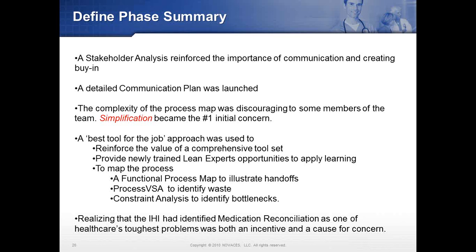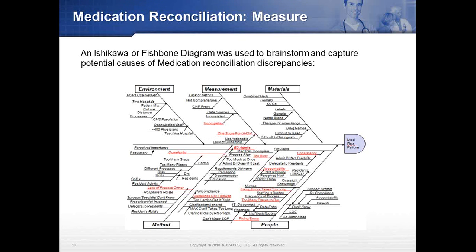Now, realizing that IHI had identified MedRec as one of healthcare's toughest problems, the team was both energized and incentivized by that, but it was also a cause for concern. They were a little bit worried that maybe their scope was too broad, but we moved forward. And we did a fishbone. This is an Ishikawa or fishbone diagram that was used to brainstorm and capture all of the potential causes of MedRec discrepancies. Well, the ones in red are those that the team felt were significant X's.